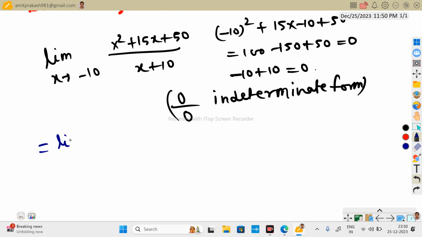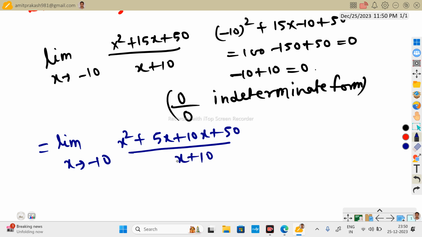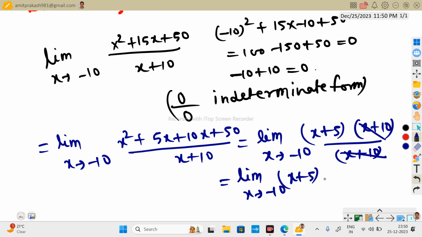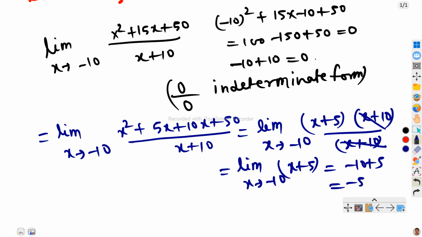So limit x tends to minus 10 of x square plus 5x plus 10x plus 50 upon x plus 10 becomes limit x tends to minus 10 of x plus 5 into x plus 10, and this x plus 10 and this x plus 10 get cancelled. Again, limit x tends to minus 10 of x plus 5 becomes minus 10 plus 5 equals minus 5. Thus we have found the limit of the given problem.